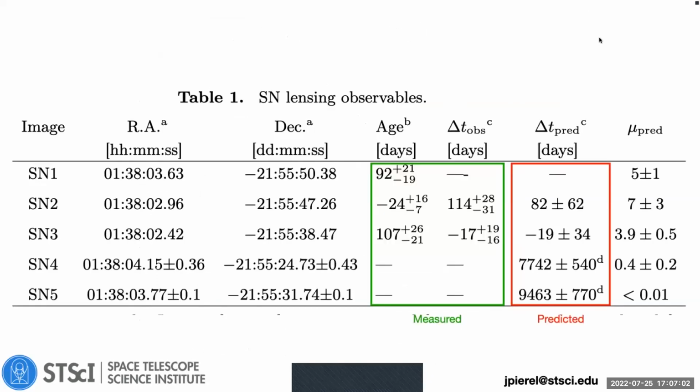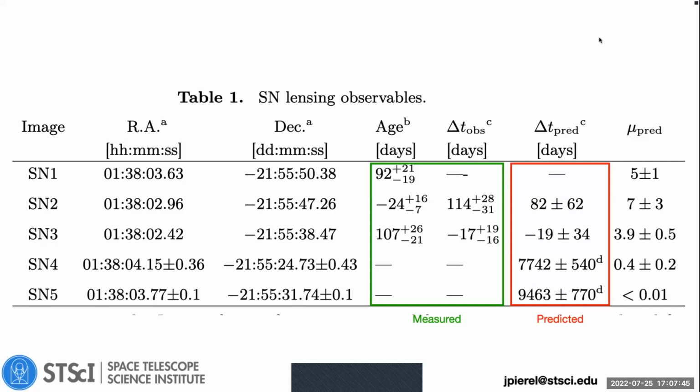Well, the ages that we measured were around 100 days for images 1 and 3, and then well before peak for image 2, which correspond to these time delays of 115 days plus or minus 30, and minus 17 days plus or minus 15 or 20 or so. And you can see that those agree pretty well, actually, despite the giant error bars, with the lens model predicted values, especially the fact, just qualitatively, that the delay between 2 and 1 is about 100 days, and the delay between 3 and 1 is negative, meaning that actually image 3 appeared first.